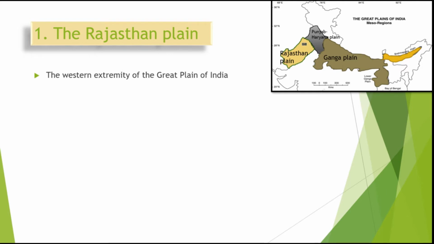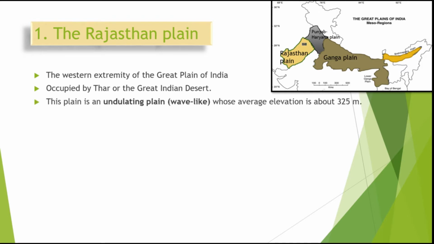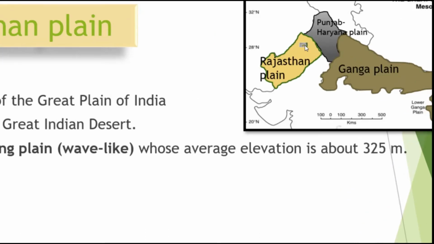Rajasthan Plain is the western extremity of the Great Plain of India. It is occupied by the Thar Desert or the Great Indian Desert. This plain is an undulating or a wave-like plain whose average elevation is about 325 meter. Now let's have a look into the features and location of Rajasthan Plain.